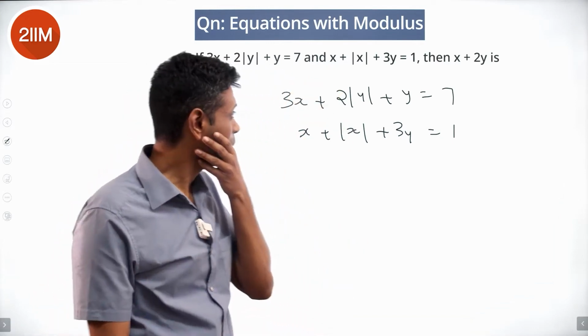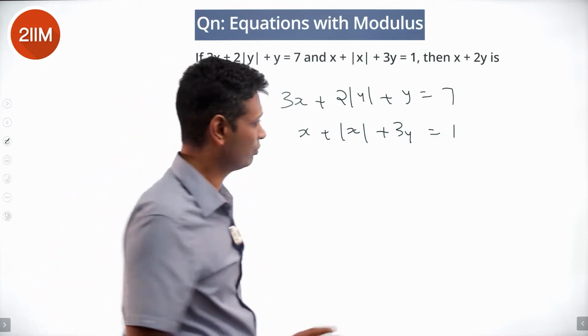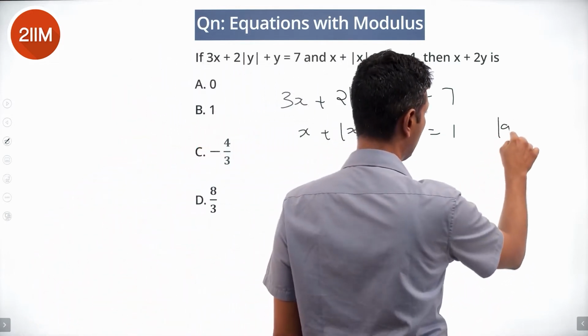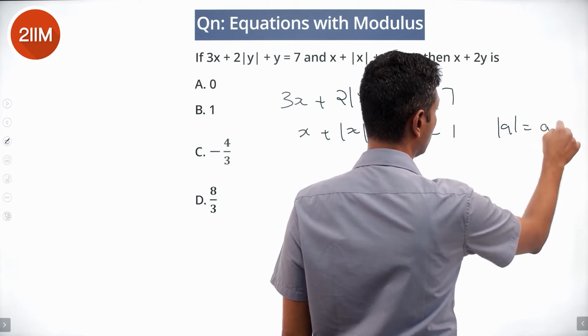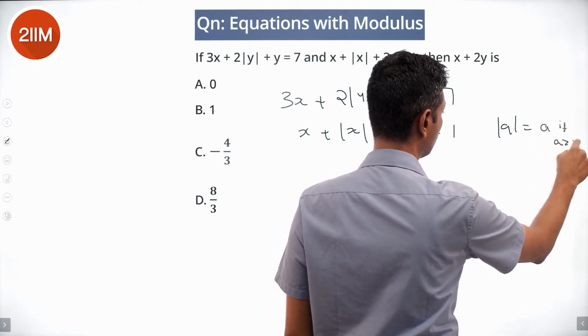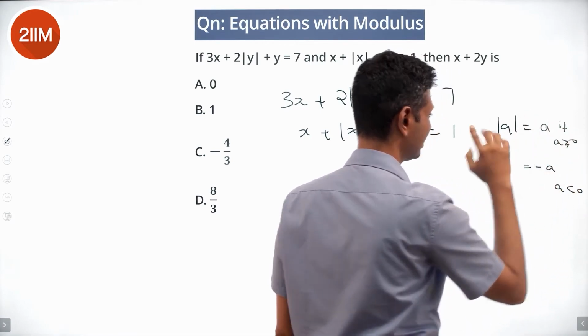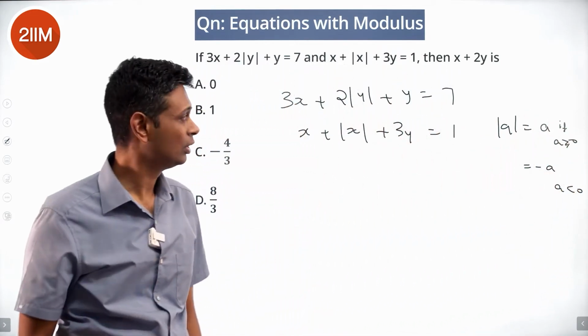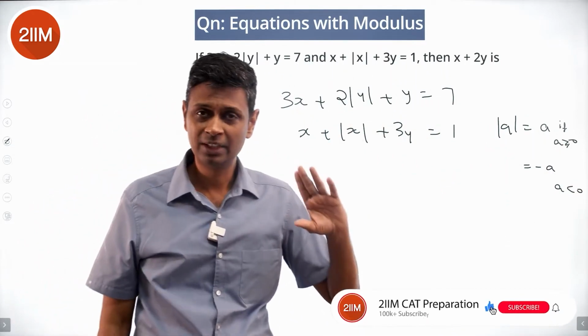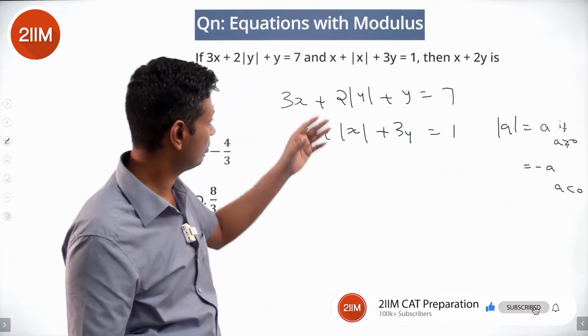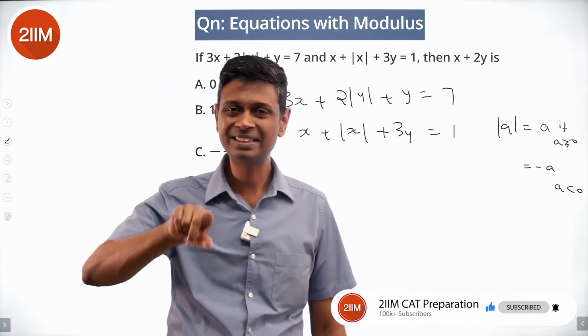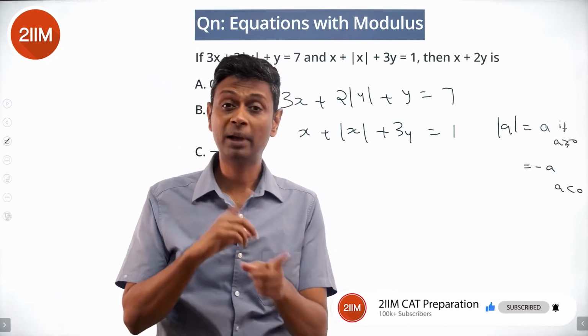Right? So what do we have to do? One beautiful thing. So very simple idea. Mod a equal to a if a is greater than 0, equal to minus a if a is less than 0, equal to 0 when a is 0. And so we can use that idea. Then when x is positive, mod x will be x. When x is negative, mod x will be minus x.